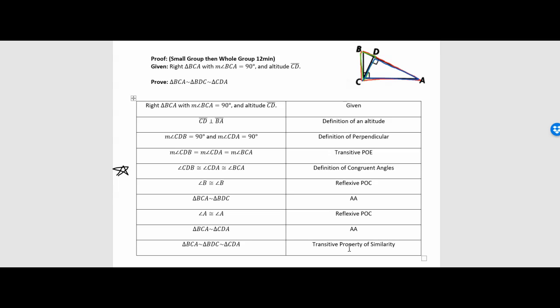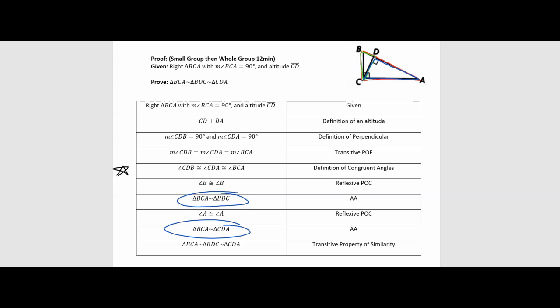I know we haven't talked specifically about the transitive property of similarity, but hopefully you can see why it's transitive. They're talking about these two similarity statements. BCA is similar to both those other ones, so those other ones must be similar to each other, which means all three are similar to each other.